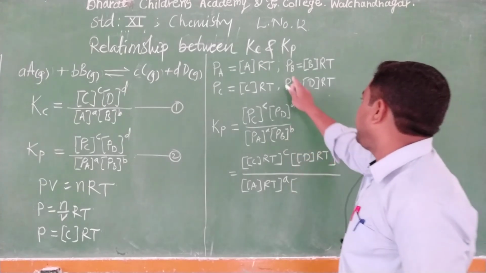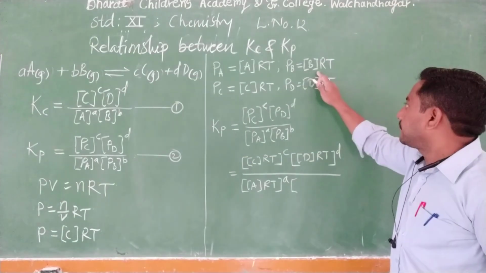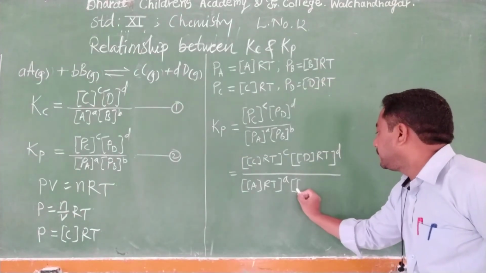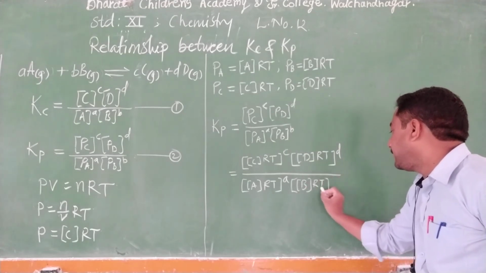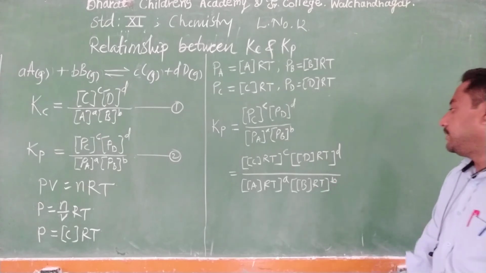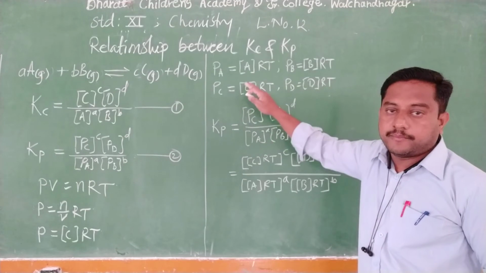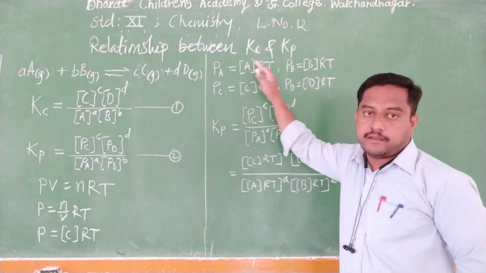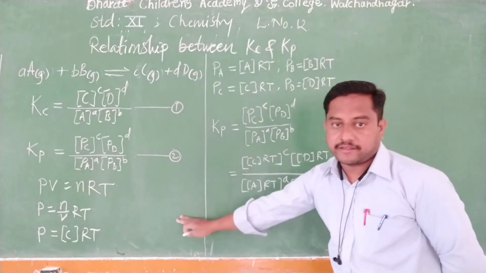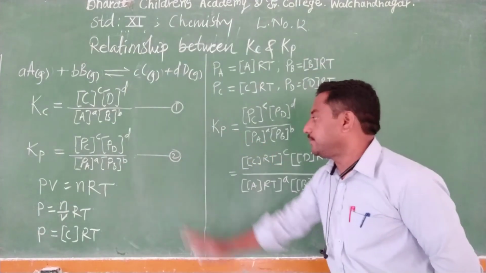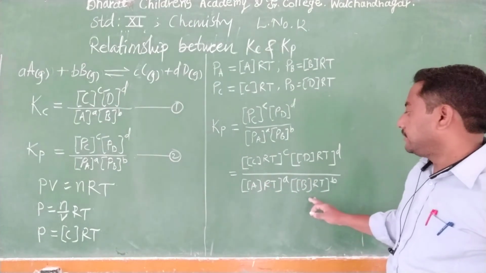Then in case of PB, the value is concentration of B, RT, and raised to small b. So this is how you can put the value. You can put the value of PA, which we obtain from the simple ideal gas equation, into the equation of PA, PB, then PC, PD. Likewise, you can put the values and you'll get this equation.